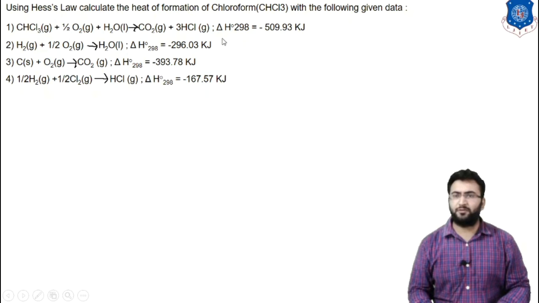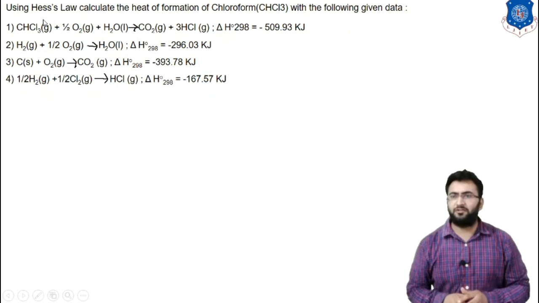Then we have to find out the heat of formation for the product and reactant. The heat of formation for the products, such as CO2 and 3HCl, is given in the statement. Then we have to find the heat of formation for the reactants. First, the heat of formation for H2O is given in this reaction. Then the heat of formation of O2, but we know that the heat of formation for an element is not considered. Then we have to calculate the heat of formation for chloroform, which we have to find out.